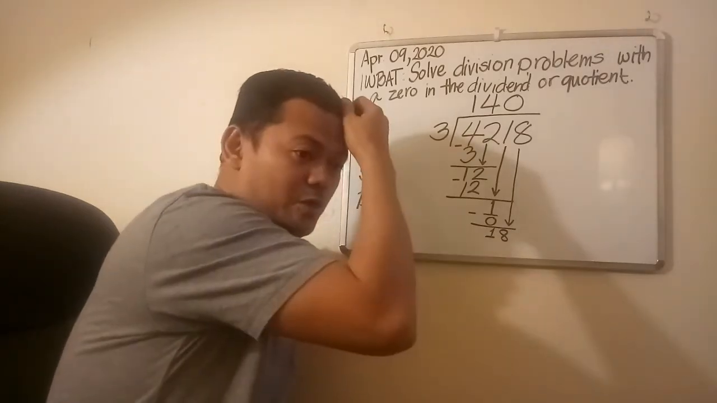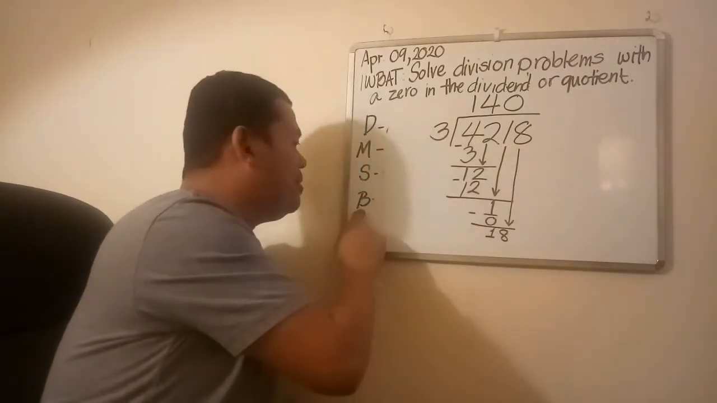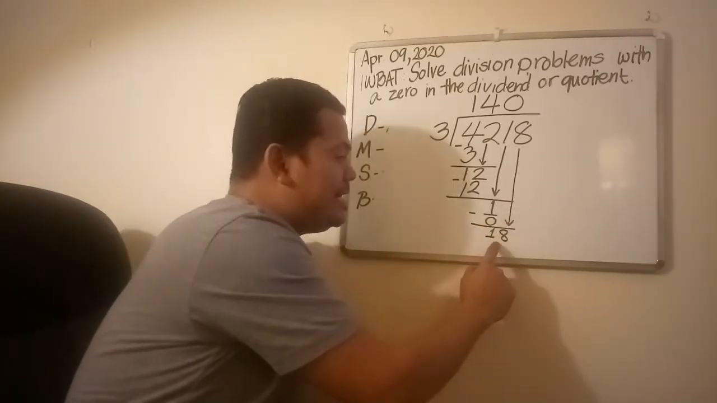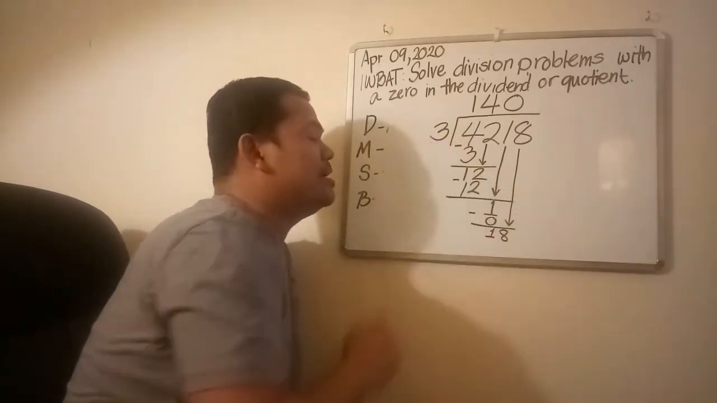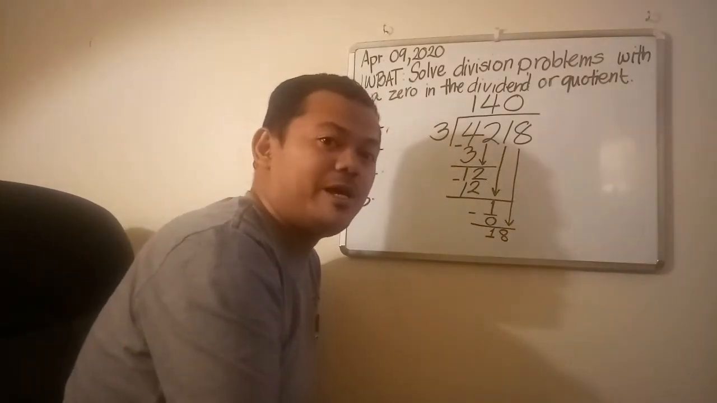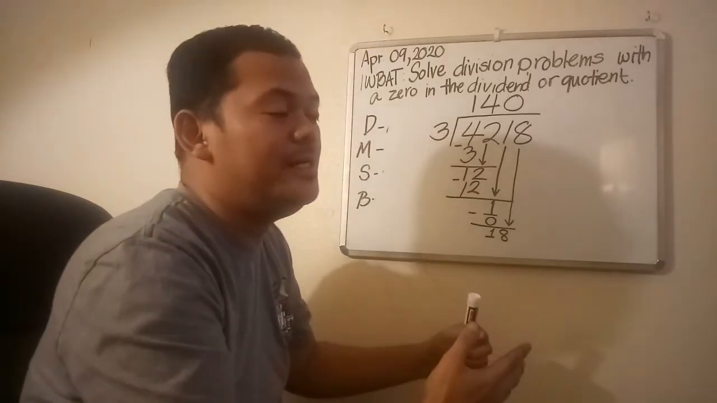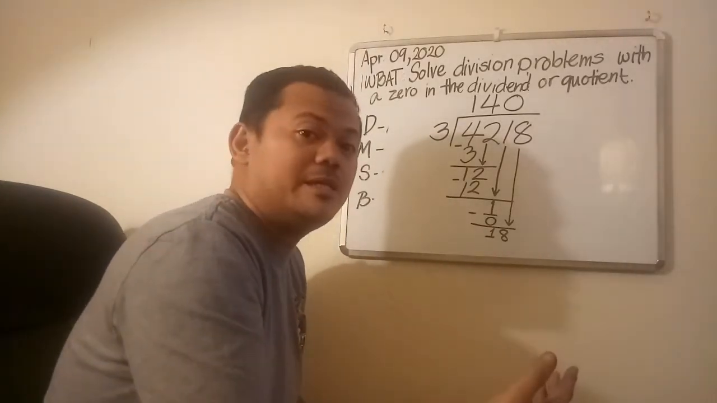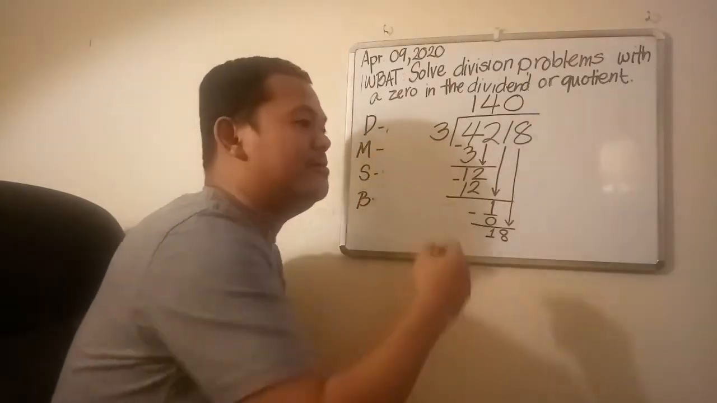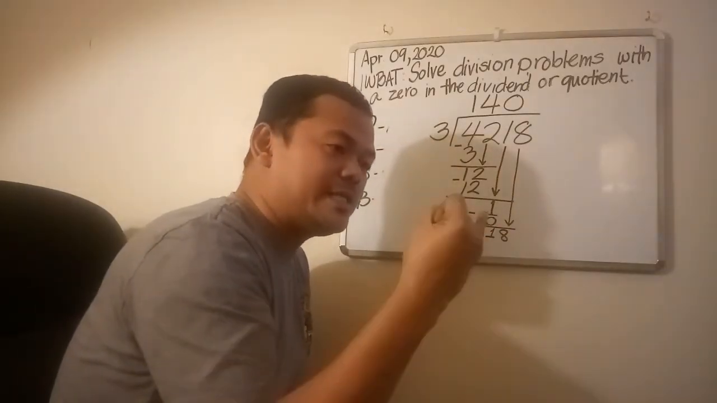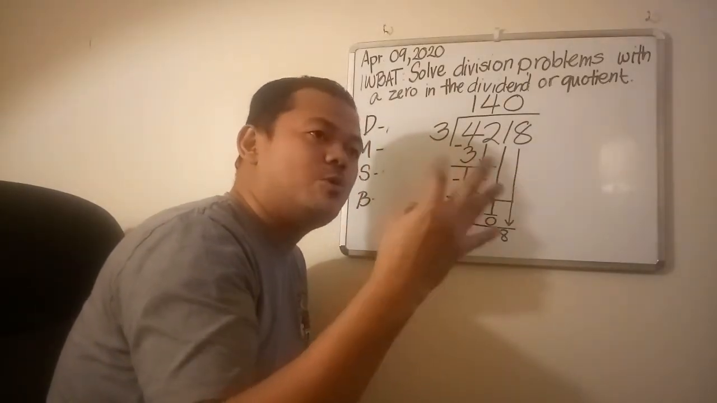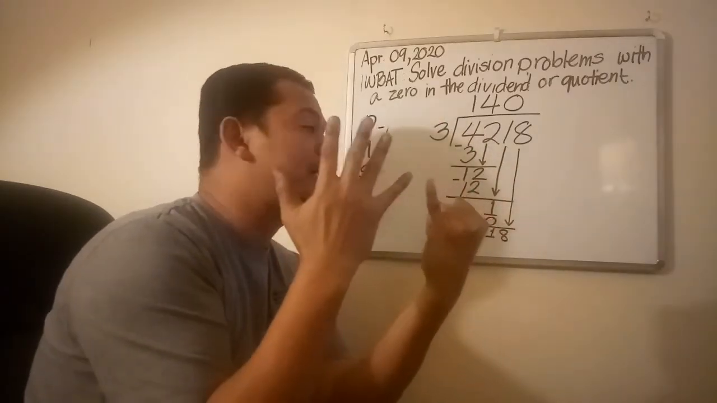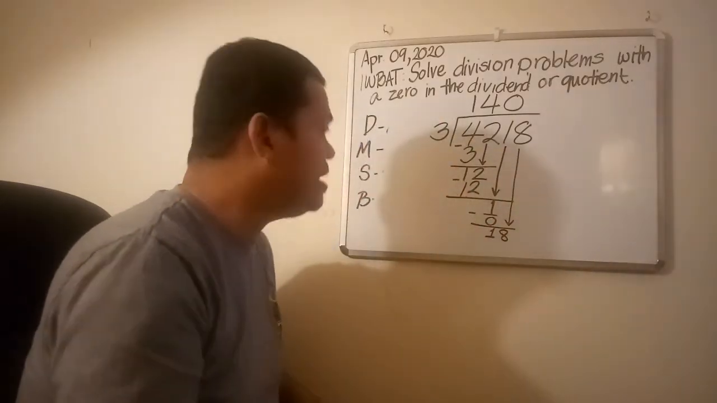So after we bring down, we're going to go back to division. So 18 divided by 3. Let's count by 3 again. We are going to find a number nearest to 18 or equal to 18, not more than 18. Okay? So let's count by 3 now. Ready, begin. 3, 6, 9, 12, 15, 18. How much? It's 6. So you're going to write here 6.